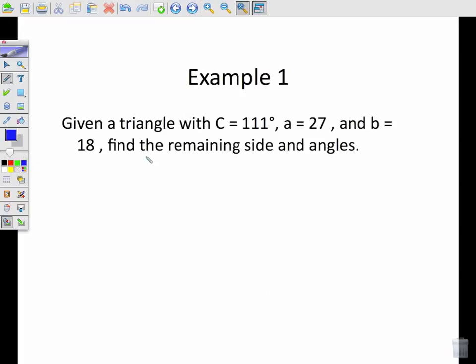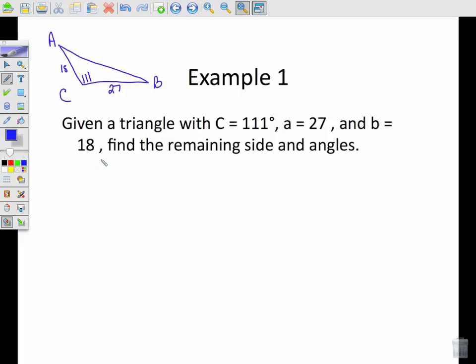All right, here's our first example. Given a triangle with C being 111 degrees, and A is 27. Let's call this angle B, which is 18. Find the remaining side and angles.